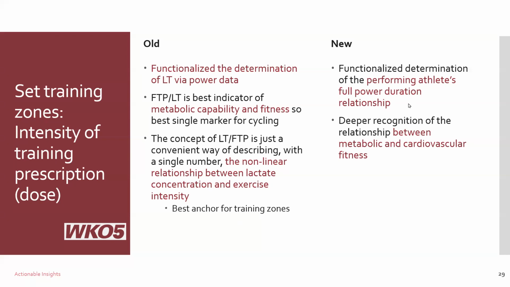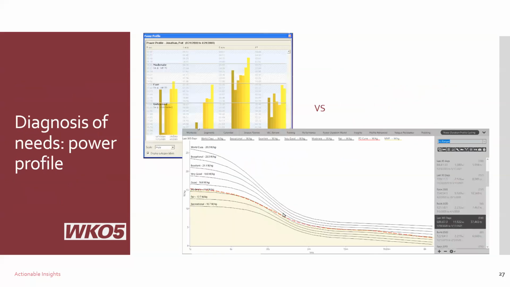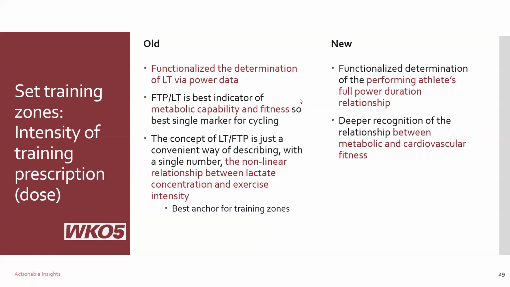Now, in the new world, where we've been able to take more data, we have functionalized the determination of the performing athlete's full power duration relationship. That's what this curve is doing. It is not a predictor of performance. It's simply functionalizing the whole power duration relationship so we can completely understand the underlying engine, the physiological capabilities, cardiovascular, metabolic, neuromuscular, working together. Remember my slide about what training is, making those things work together cooperatively. Now we can specifically recognize the deeper relationship between metabolic and cardiovascular fitness. And we need to leverage that.